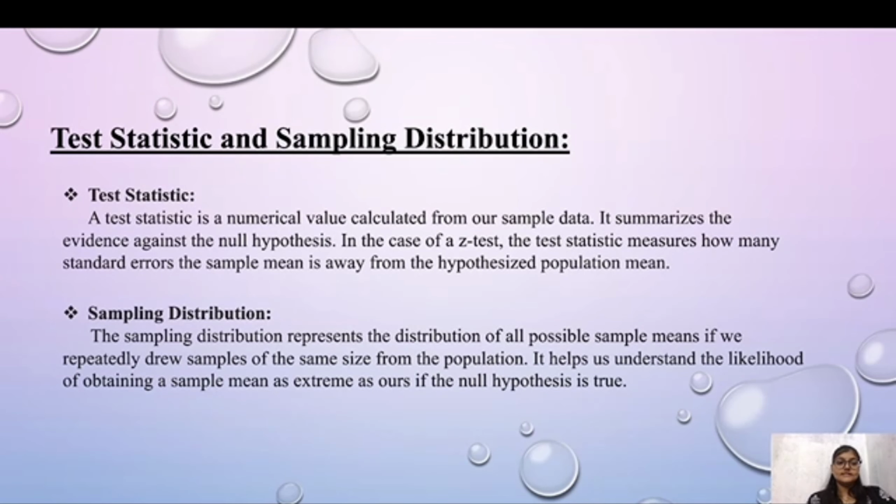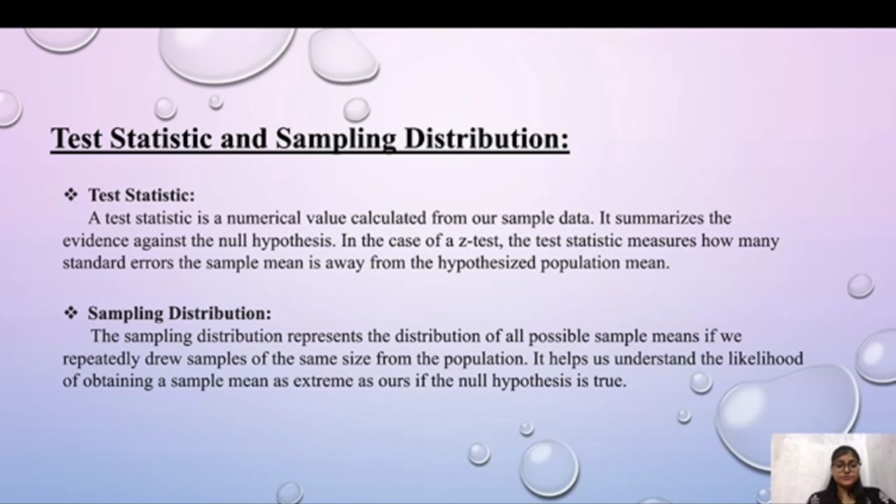Next is the test statistic and sampling distribution. First, we know about the test statistic. A test statistic is a numerical value calculated from our sample data. It summarizes the evidence against the null hypothesis. In the case of a z-test, the test statistic measures how many standard errors the sample mean is away from the hypothesized population mean. Next is the sampling distribution.